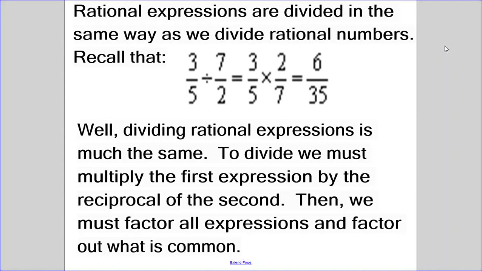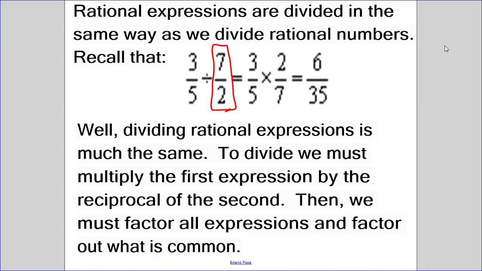So rational expressions get divided in the same way that we divide rational numbers. And one of the common expressions for this is to say we skip, flip, and multiply. So what that means is we take our second term, our 7 over 2, and we flip it. Skip the first term, go to the second term, flip the second term, and change it to a multiplication. Skip, then flip, then multiply.